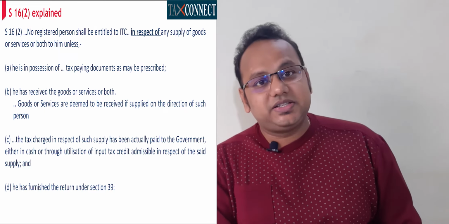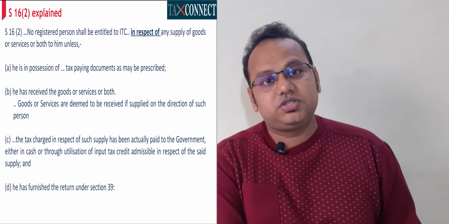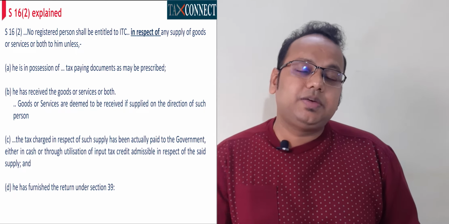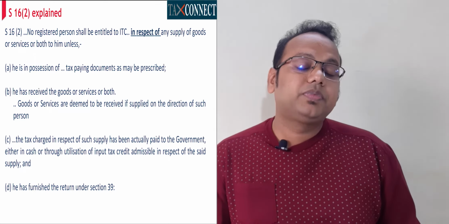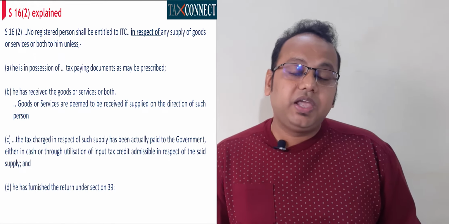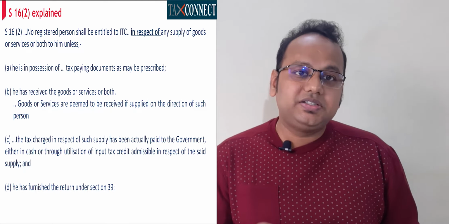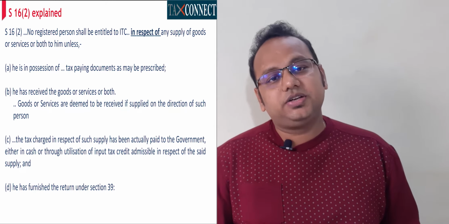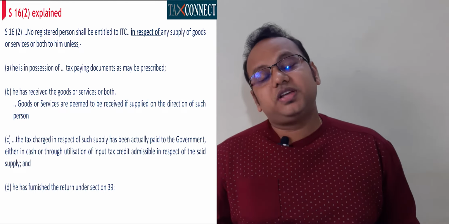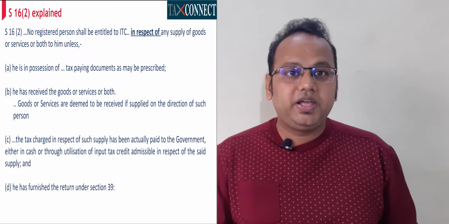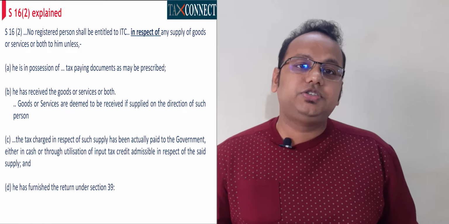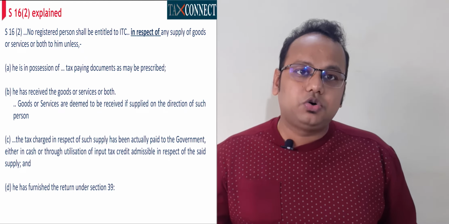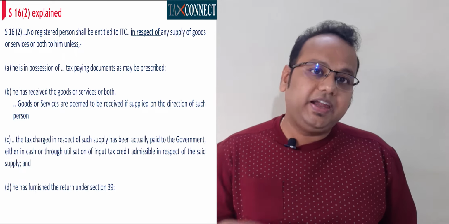So, such a contention may be taken on the basis of a conjoint reading of section 49 and section 50. Now, we move on to section 16 subsection 2, which is by and large the most important section as far as ITC is concerned. So, section 16 subsection 2 provides that ITC is available in respect of goods and services provided 4 conditions are satisfied. First condition is that the goods and services invoice should be available. Second, the goods and services should be received. However, if it is received by a third person also on account, then also it would be deemed to be received.